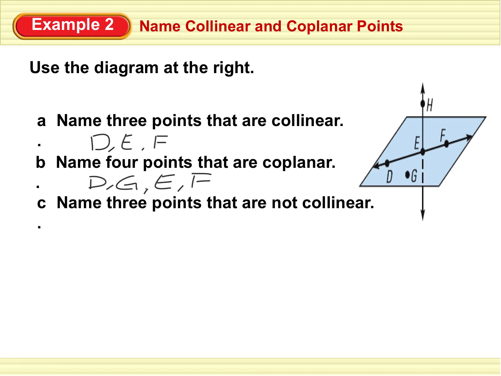Okay, what are 3 points that are not collinear? What's one that's not collinear with any other point? H. There's another point that's not collinear with anything else. G. And then what's another point that's not collinear with G and H? D. Those are not on the same line.